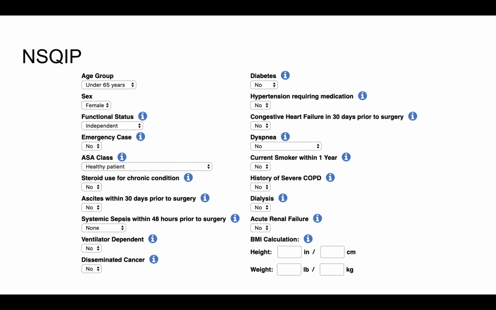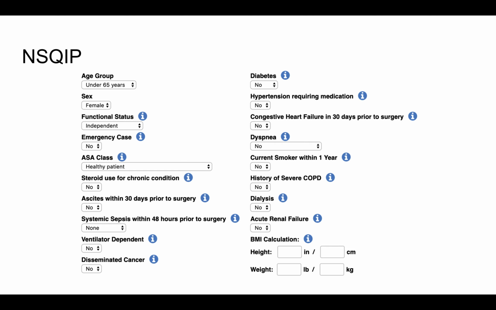So this is the NSQIP model of risk calculator. As you can see, it asks for a lot more information. It wants to know age, sex of your patient, functional status, emergency, ASA class, which we'll talk about a little bit later, steroid use, ascites, sepsis, ventilator dependent, disseminated cancer. Obviously, you can go through and read all those, and then it also does a BMI calculation at the end.